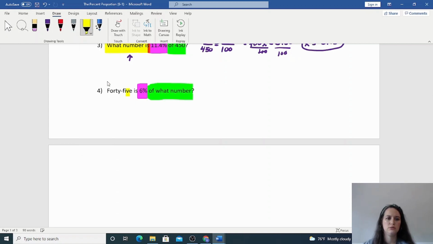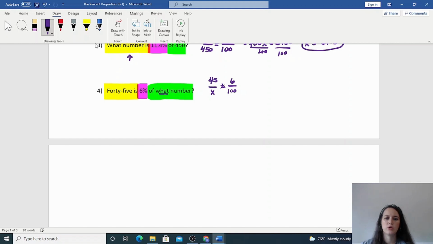And yellow, 45, okay. So set up my proportion, over 100, okay, I got 6% in there. Okay, of is always on the bottom, so of what number? That's my unknown, because it's of what number? I don't know, I gotta figure it out. 45 is my is, so there's 45 on top.